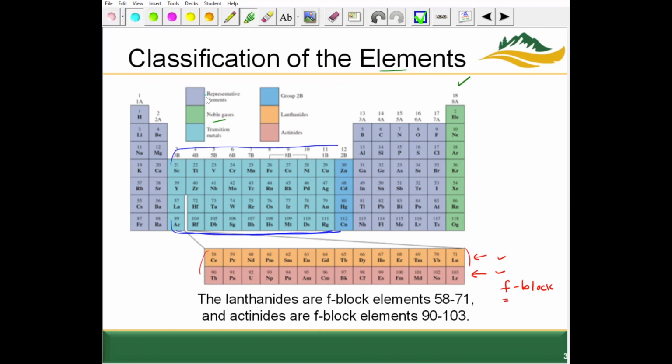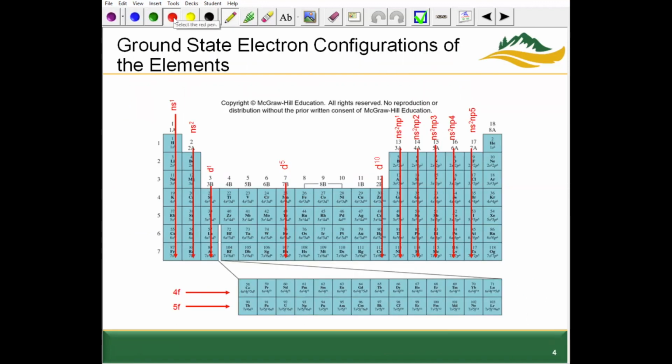Then this new piece of terminology, these representative elements, these are our group 1 and group 2, along with all of these elements, so the s and p block elements, other than helium, because helium is still considered a noble gas. So representative elements are group 1A, 2A, 3A, 4A, 5A, 6A, and 7A. From what we studied in chapter 7, we can look at the periodic table and say n equals 1, 2, 3, 4, etc.